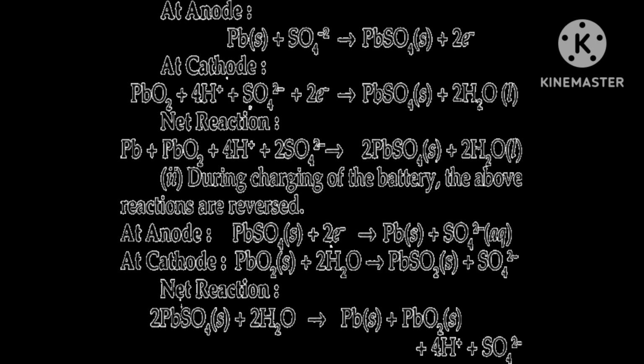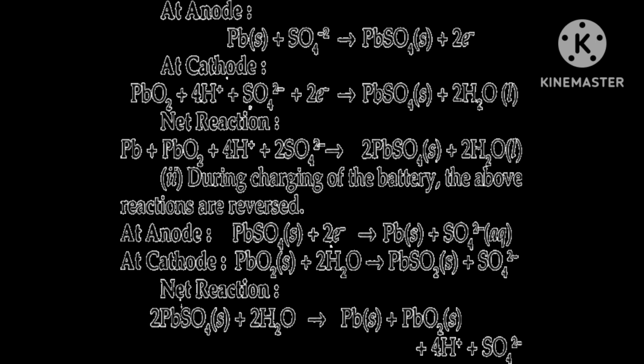Either sodium hydroxide or potassium hydroxide is used, and that functions as an electrolyte. Here also cadmium will release 2 electrons. Cadmium in presence of KOH will give cadmium hydroxide. That means Cd plus 2OH minus gives Cd(OH)2 plus 2 electrons.